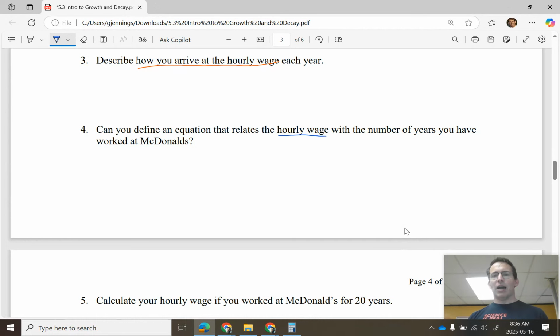Can you relate the hourly wage with the number of years you have worked in McDonald's to create an equation here? If we let y equal our wage and x equal the number of years worked, what's our function that relates y and x?